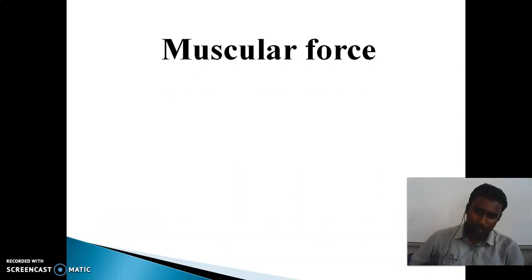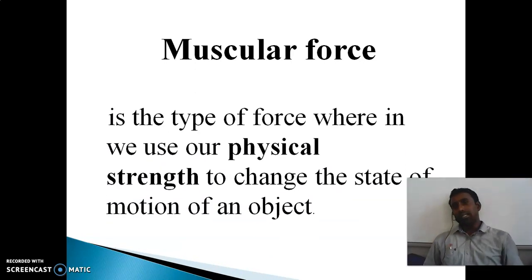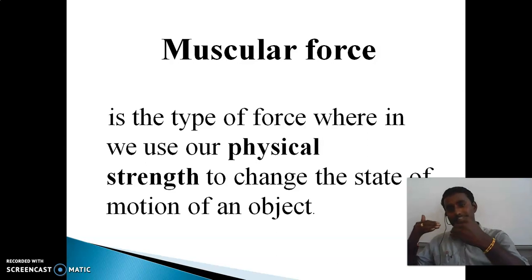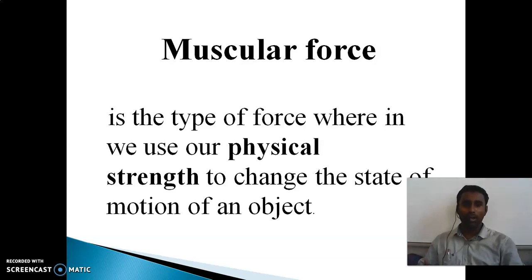Okay. So here the muscular force. What is meant by muscular force? Muscular force is one kind of force wherein we use our physical strength. Physical strength means from the body. We are eating food, so by that we are getting some energy, and through that energy we are transmitting our energy as a type of force, with contact. So our physical strength should be transmitted from one object to another object.